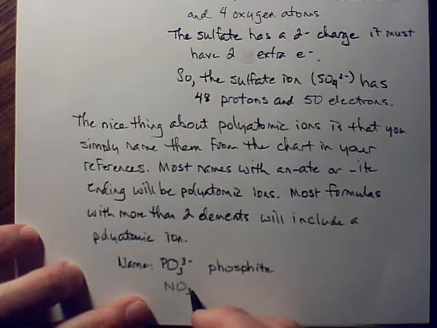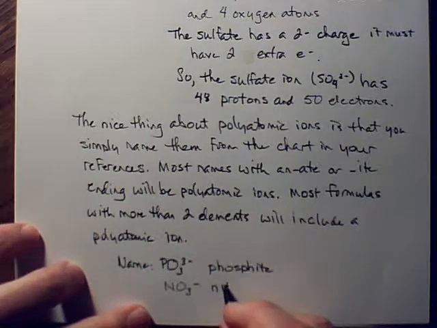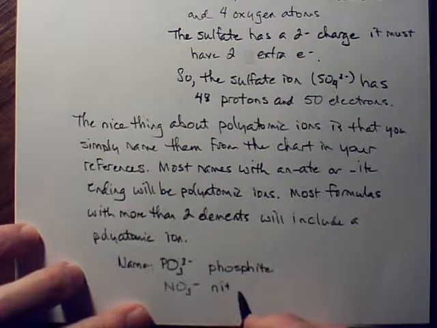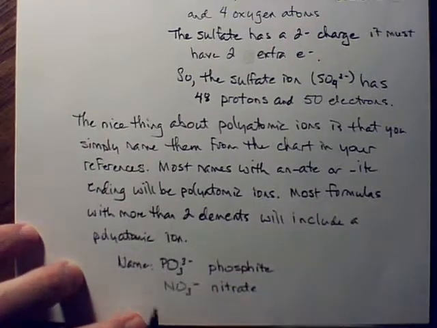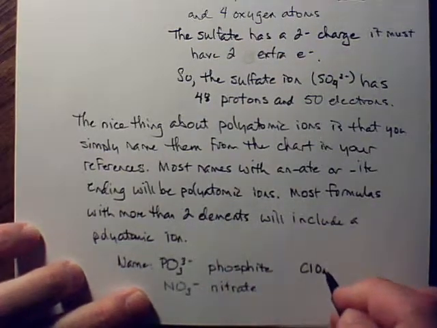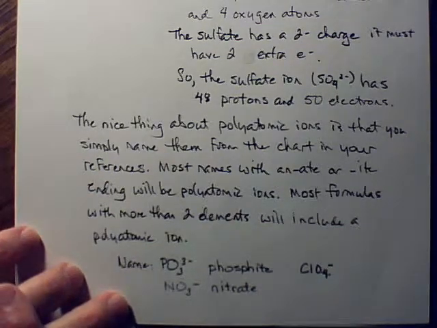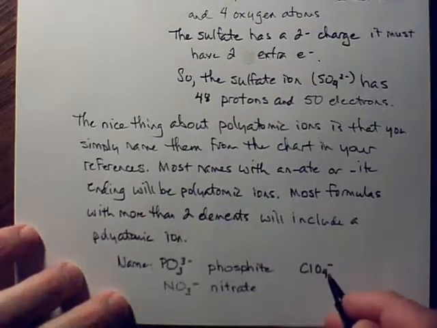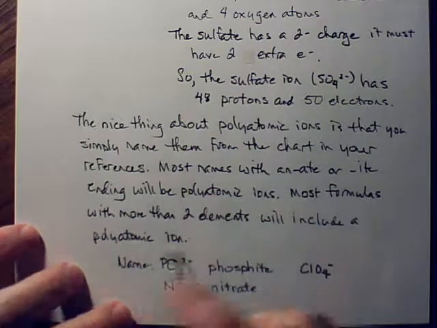Let's try this one. What's the name of this? Nitrite. Nope. Nitrate. It is nitrate. When all else fails, actually look it up. Nitrate. How about this one? Chlorine and oxygen. What's it called? Nope. When all else fails, look it up. Perchlorate.